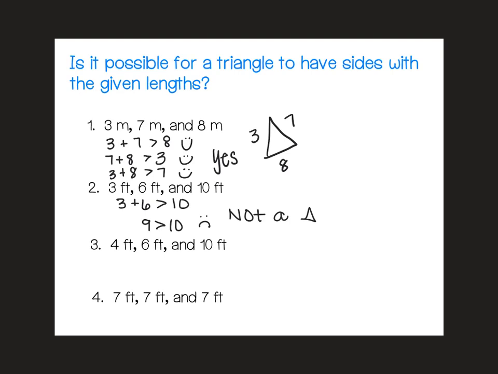The next one, 4 plus 6 is supposed to be greater than 10. If you add those together, you get 10. 10 is not greater than 10, so not a triangle. And then this last one, 7 plus 7 has to be greater than 7, and it is. And no matter how I try to switch those around, it's always going to look the same because they're all 7. So this is a triangle.